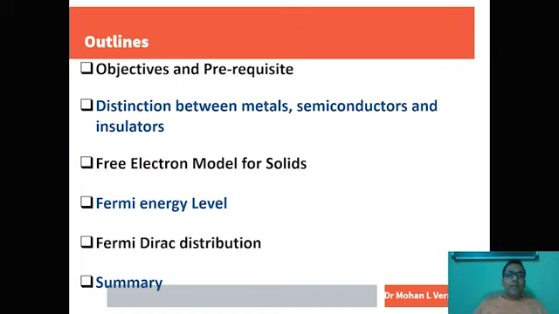So outlines of this lecture: first, objective and prerequisite, then the distinction between metals, semiconductors, and insulators. Then free electron model for solids and semiconductors will be discussed, and Fermi energy levels. The concept of Fermi energy level is very important in semiconductor physics, so this will also be discussed. And Fermi Dirac Distribution Function. This is a common topic used in unit number 8 and 9, so I am introducing this topic here. And finally, the summary of the lecture will be given place.